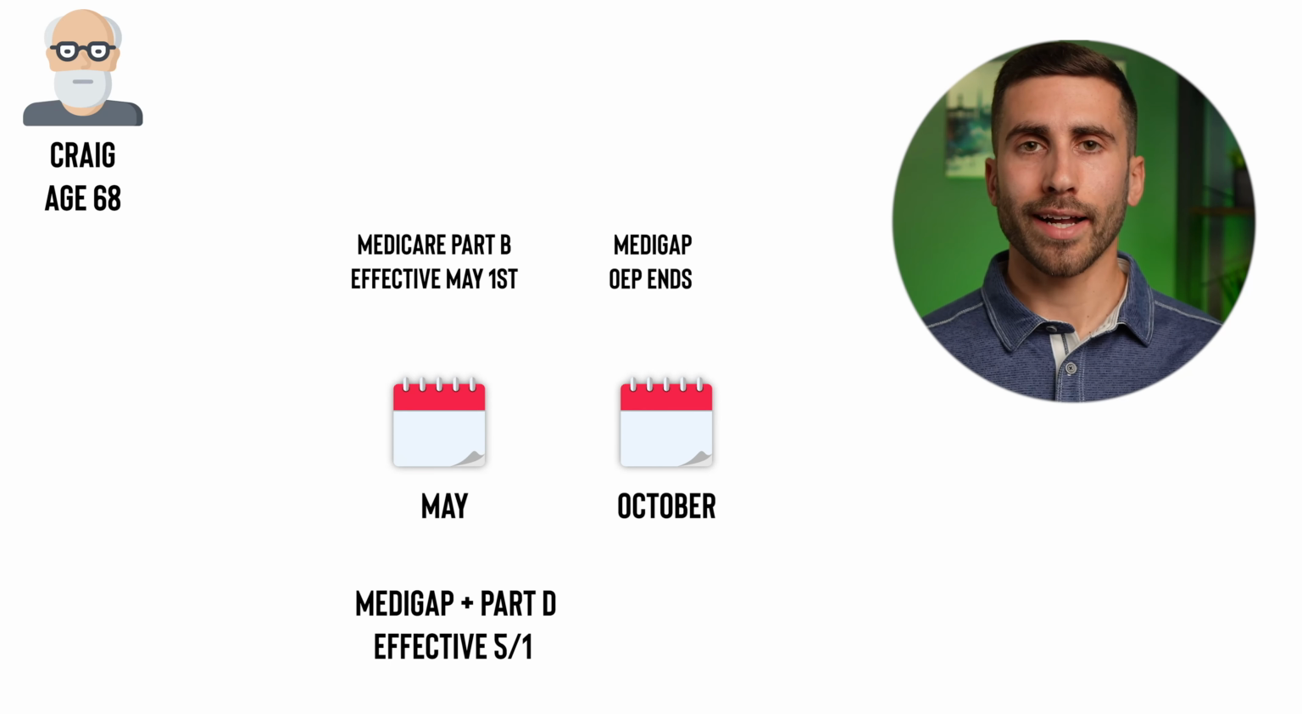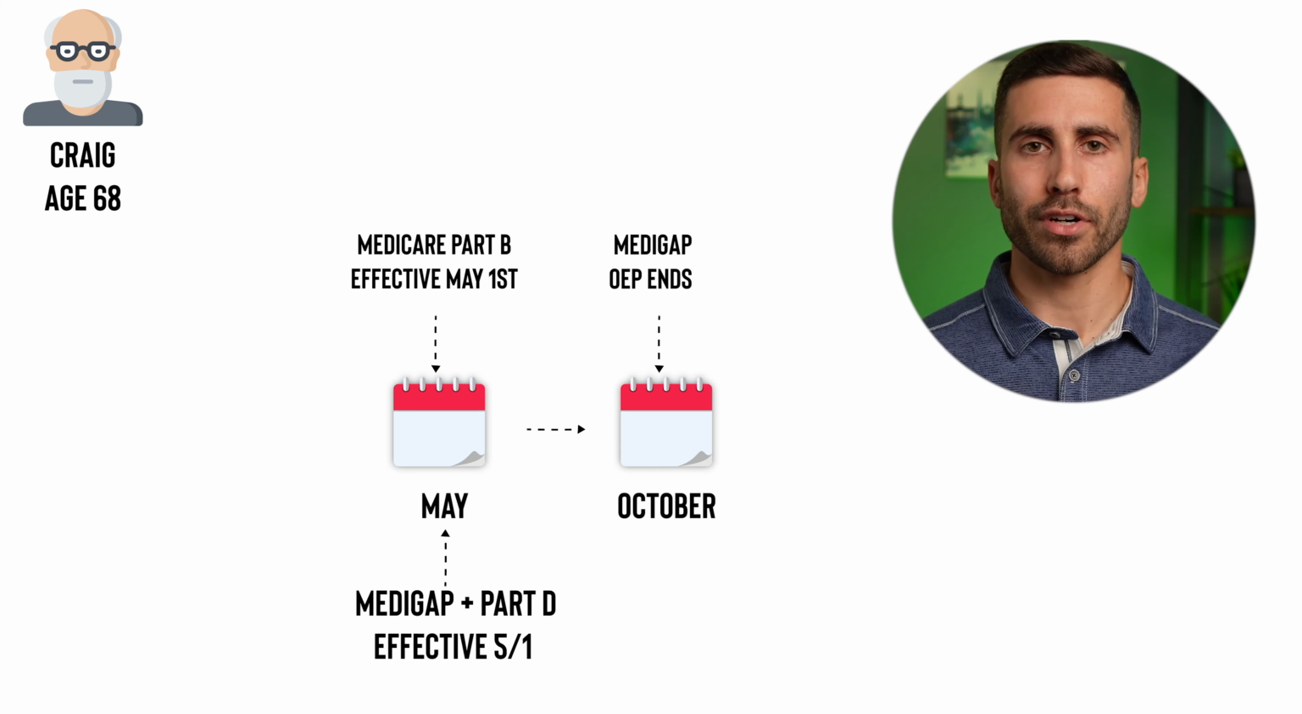Now, Craig, on the other hand, he kept his employer coverage past age 65, then he retired at age 68 and enrolled in Medicare Part B starting May 1st using his Part B special enrollment period that we discussed in the previous video. In this case, his Medigap OEP occurs from May to October. So despite being 68, Craig also gets the same benefits of the Medigap OEP just like John did. Additionally, he was able to enroll in Part D coverage effective May 1st using his Part D SEP for leaving employer coverage.